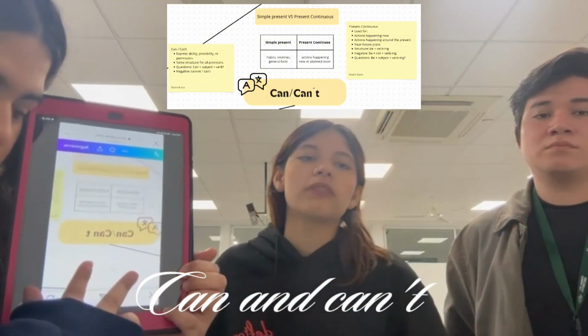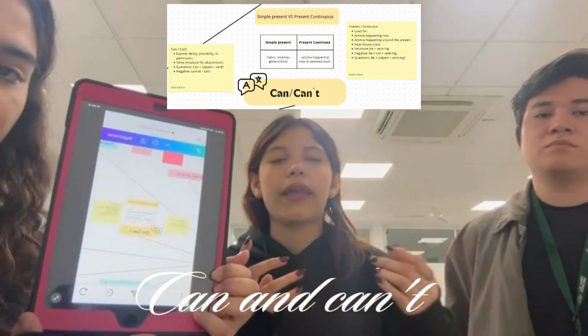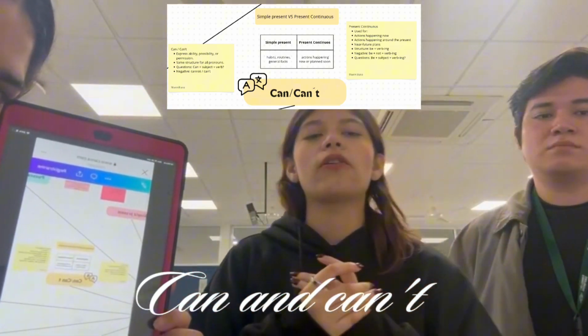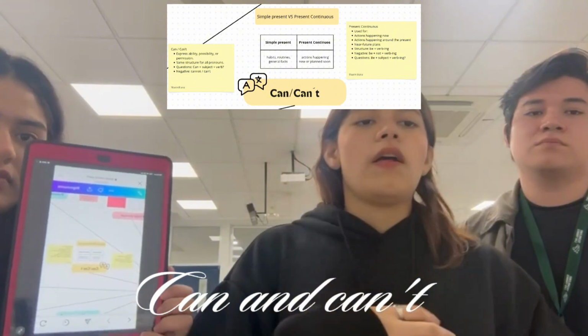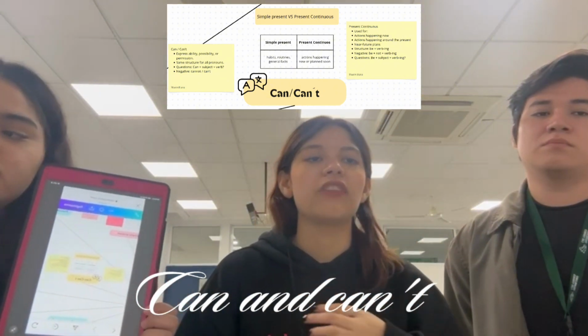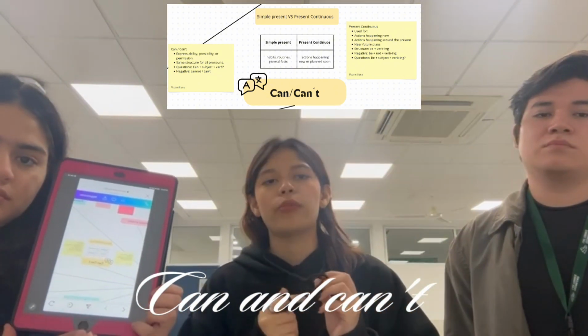And the next topic, 5.1, can and can't. We use the word can to express if we or someone else is capable of something, or if something is possible or permissible. We use the same formula for all pronouns, singular and plural.